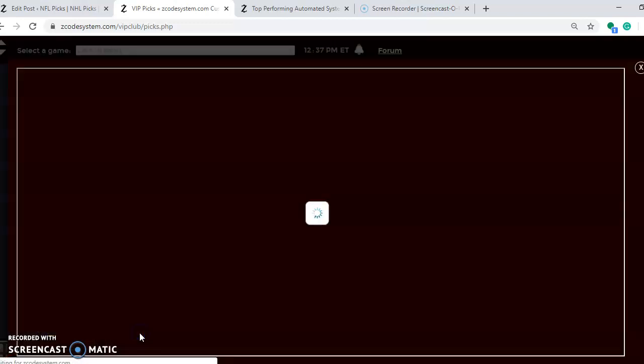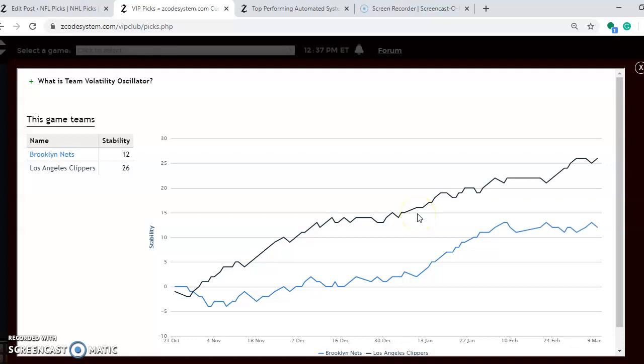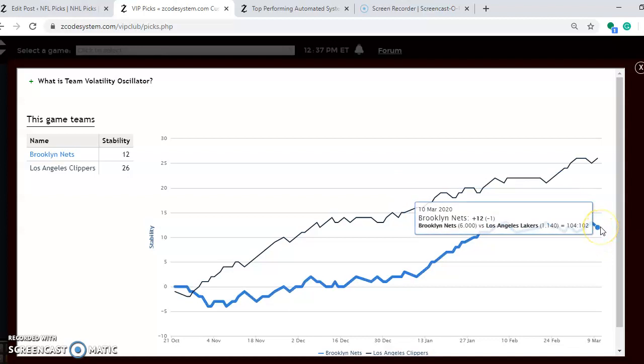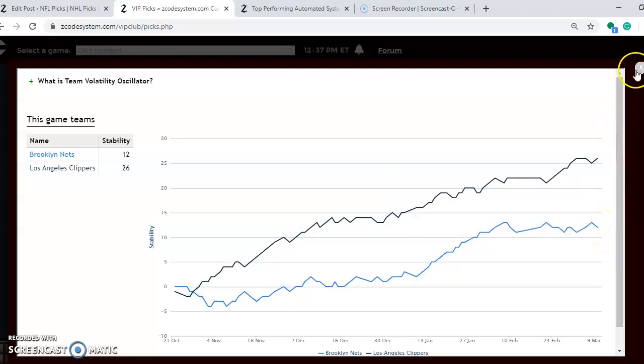Take a look at the volatility oscillator. Again, you can see that the Clippers are extremely stable at plus 26, and Brooklyn is relatively stable as well. Still in the positive, they are at plus 12.